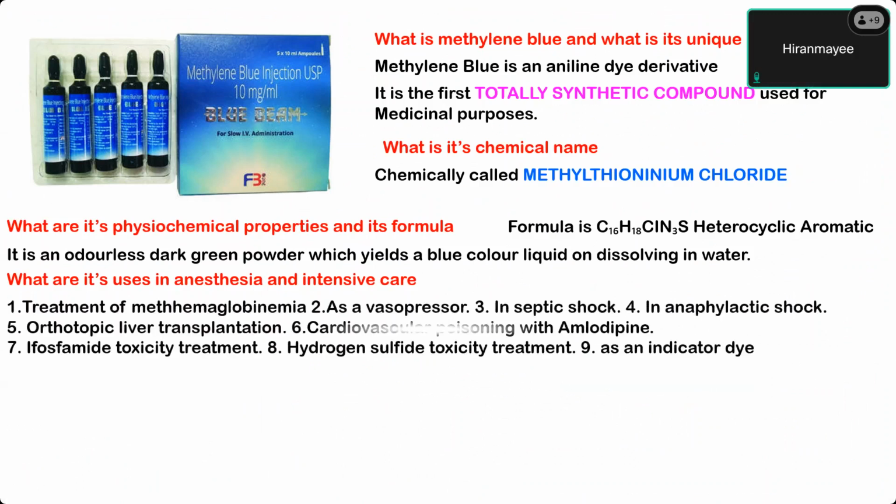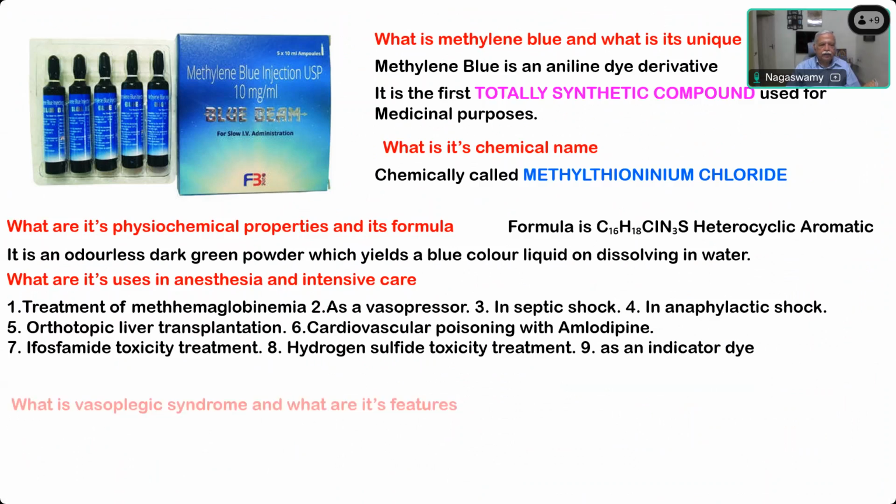Treatment of methemoglobinemia. It acts as a vasopressor. It is used in septic shock. Can be used in anaphylactic shock. Orthotopic liver transplantation. Cardiovascular poisoning with amlodipine. Ifosfamide toxicity treatment. Hydrogen sulfide toxicity treatment. As an indicator dye. These are all the things.